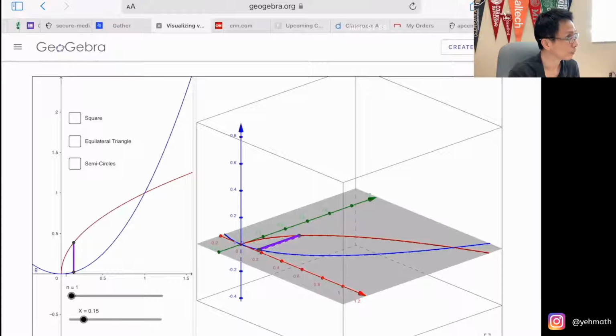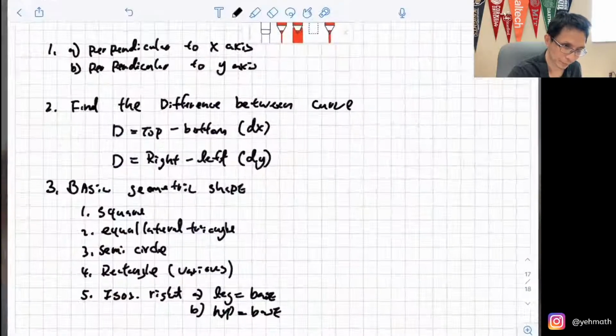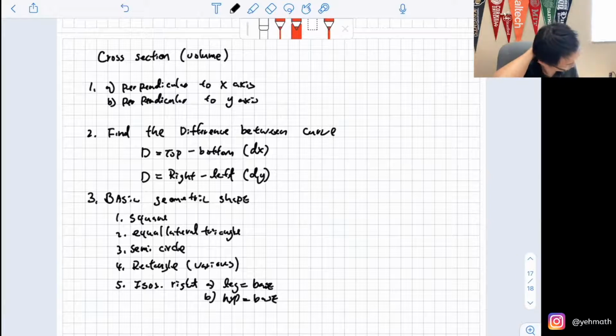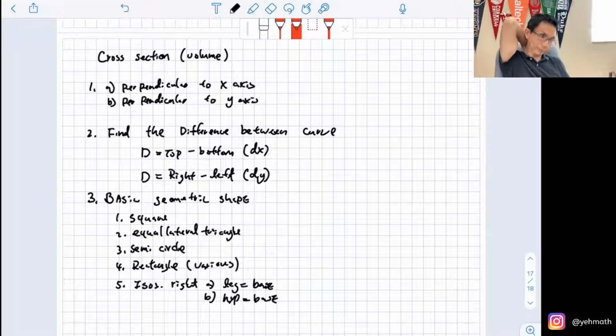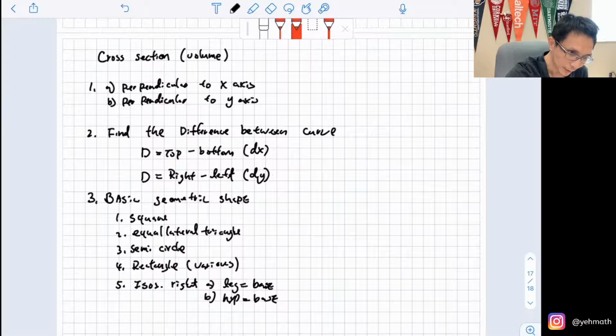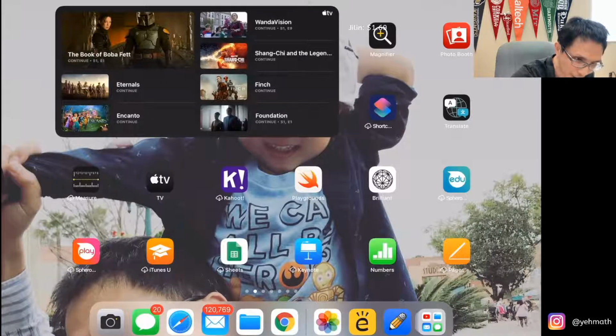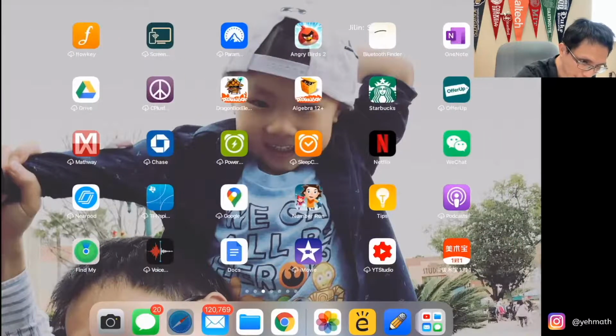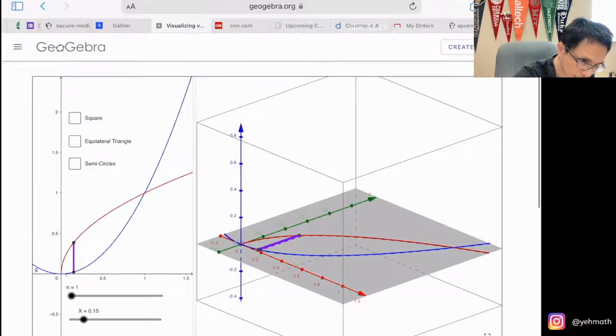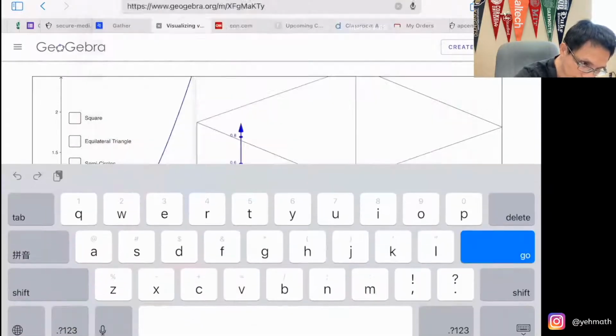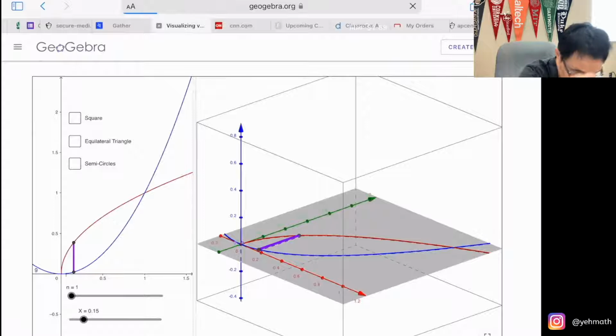Did you go back to your notes really quickly? Visualizing volumes by cross-section. You want to take a picture? Yeah. You got it? Okay. So what happened here is I'm gonna try this, and I don't know why it's not doing anything. I'm gonna try again. I don't know if the internet is up or down.